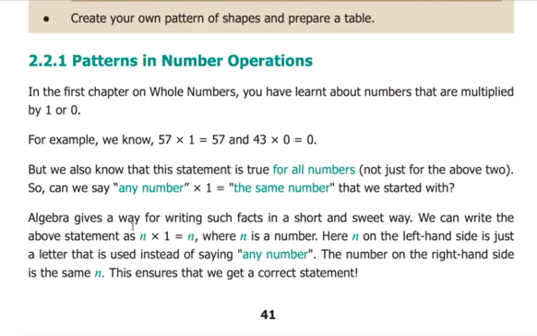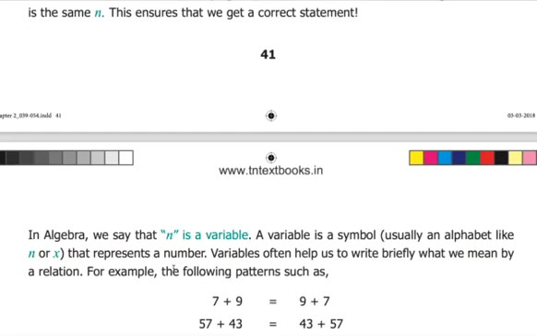Algebra gives a way of writing such facts in a short and sweet way. We can write the above statement as, like I told you before, x into 1 or n into 1 equal to n, where n is a number. Here on the left hand side, n is just a letter that is used instead of saying any number. The number on the right hand side is the same, n. This ensures that we get a correct statement.